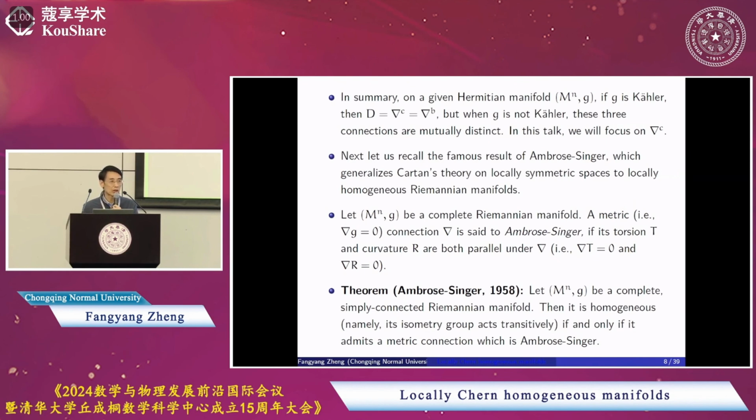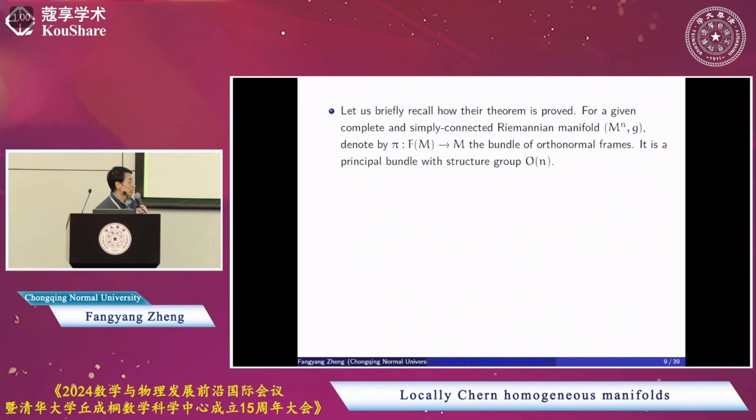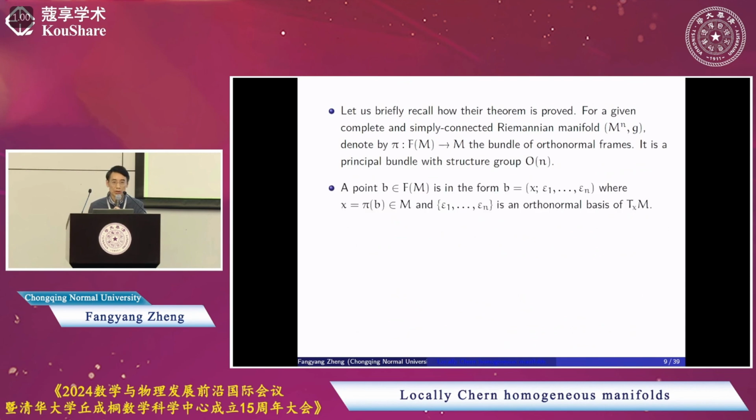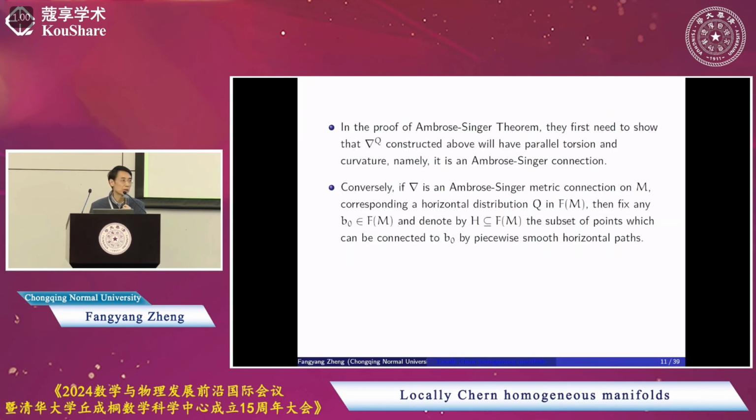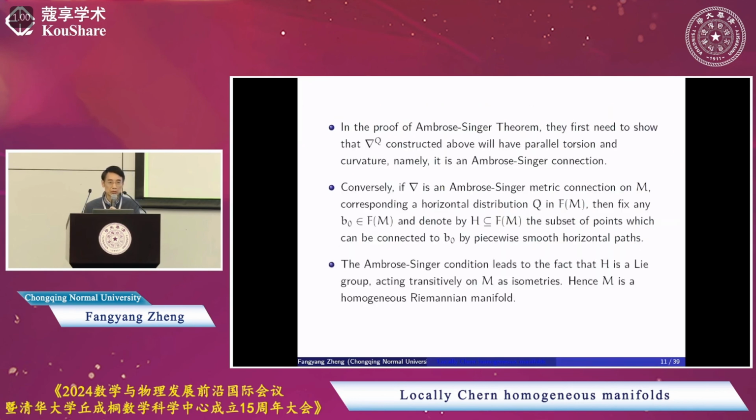This is kind of an obvious generalization of Chern's characterization of symmetric space. Locally symmetric space in Chern's theorem is equivalent to the Levi-Civita connection being Ambrose-Singer, right? The problem is that Ambrose-Singer connections are sometimes not unique. Here, for time concerns, let me skip their main argument.